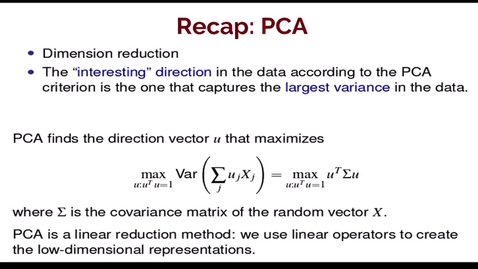Because there's a connection between PCA, principal component analysis, and multidimensional scaling, we're going to have a recap right now. PCA is a dimensionality reduction technique, and the direction in the data, according to PCA, is the one that captures the largest variance in the data. What we normally want to maximize is the variance. PCA is a linear reduction method, and we can use a linear operator to create a low dimensional representation.